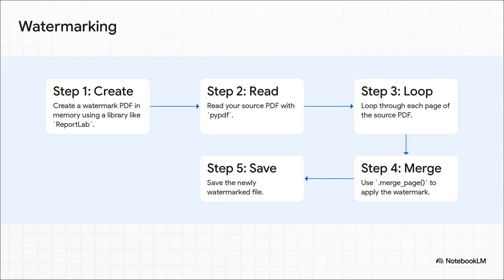So the workflow here actually involves 2 fantastic libraries working together as a team. First, we'll use a library called ReportLab to create a brand new temporary PDF that exists only in our computer's memory. This PDF just contains our watermark text styled and rotated exactly how we want it. Then we switch back to PyPDF. We use it to open our main document, loop through every single page, and use the .merge_page method to apply that watermark we just created. Finally, we save the result.